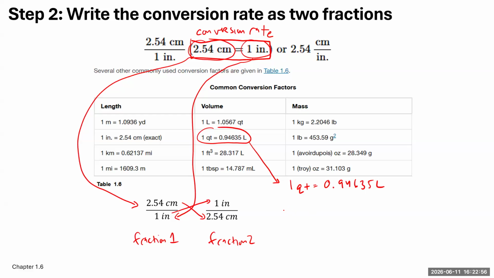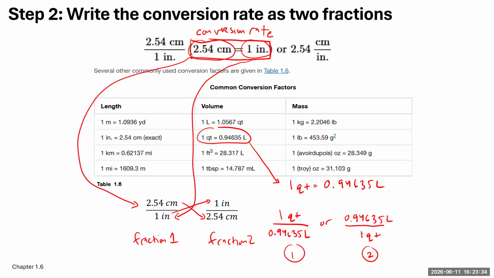So let's do two fractions. Let's put the quart on top: 1 quart over 0.94635 liters. Or you could write it as, and we're just going to flip-flop those numbers, 0.94635 liters on top, and on the bottom is 1 quart. So we have fraction 1 and fraction 2. So again, step 1, find the conversion rate. Step 2, write the conversion rate as two fractions. That's all we're going to do.